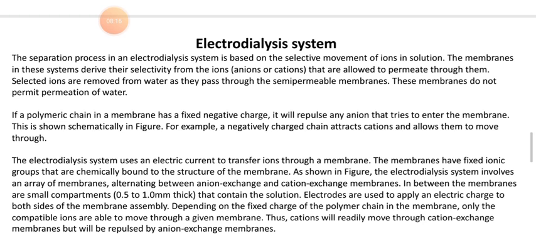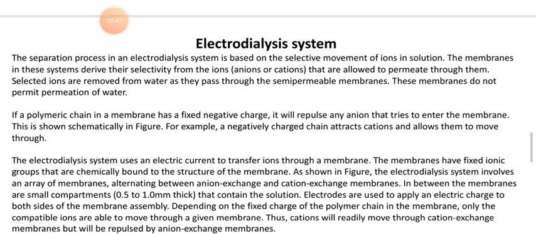So how does this actually work? As the name suggests, electrodialysis means we are using electricity, some electric power or electric current, in this case. Whatever membrane we use, we bind this membrane with certain ions. These may be positive ions or negative ions, and on the basis of these ions there is separation of the particular ion from the membrane.